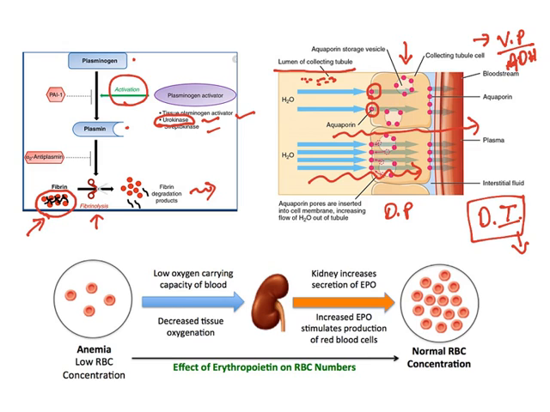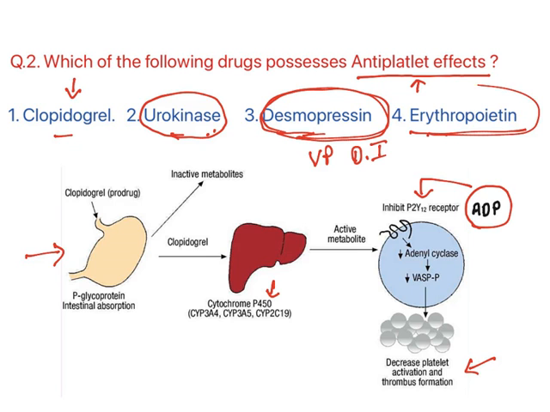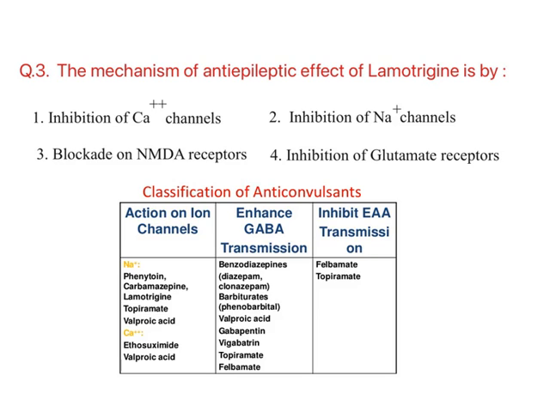What about erythropoietin? Erythro means red blood cells, poiesis means generation. See, this is what happens: during anemia and low blood concentration, a signal goes to the kidney, and the kidney secretes erythropoietin, which increases red blood cell formation. This process is called erythropoiesis. So what is the function of erythropoietin? It increases red blood cell formation. Next question.